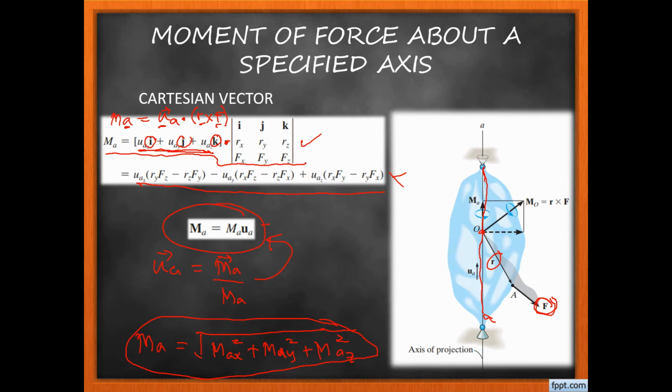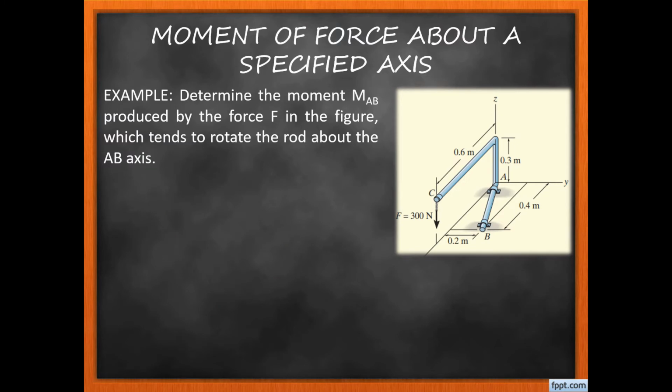Okay, so example tayo rito. Sabi dito, determine the moment at line AB, produced by the force in the figure which tend to rotate the rod about the axis AB. So dito siya magro-rotate. So paano natin kukunin yung moment natin dyan?